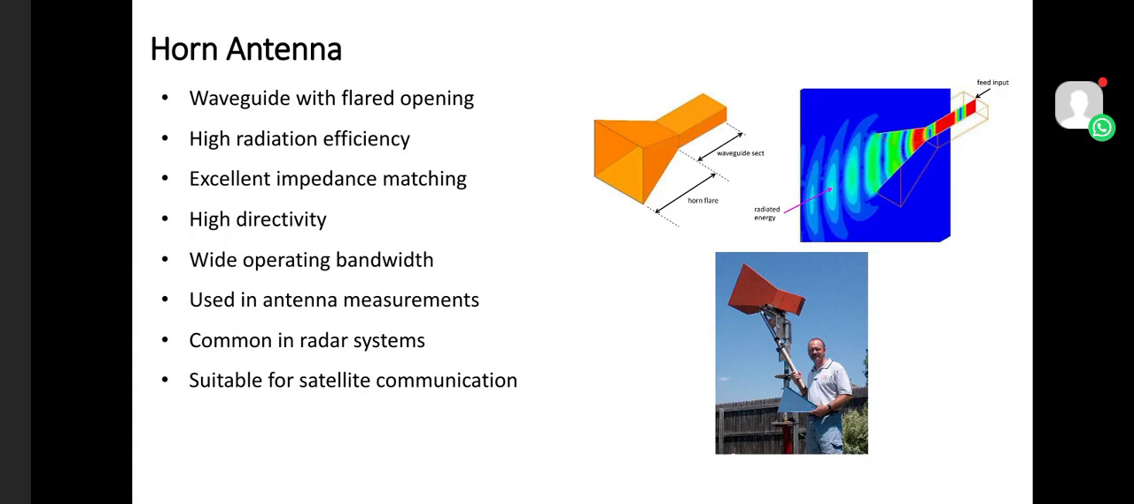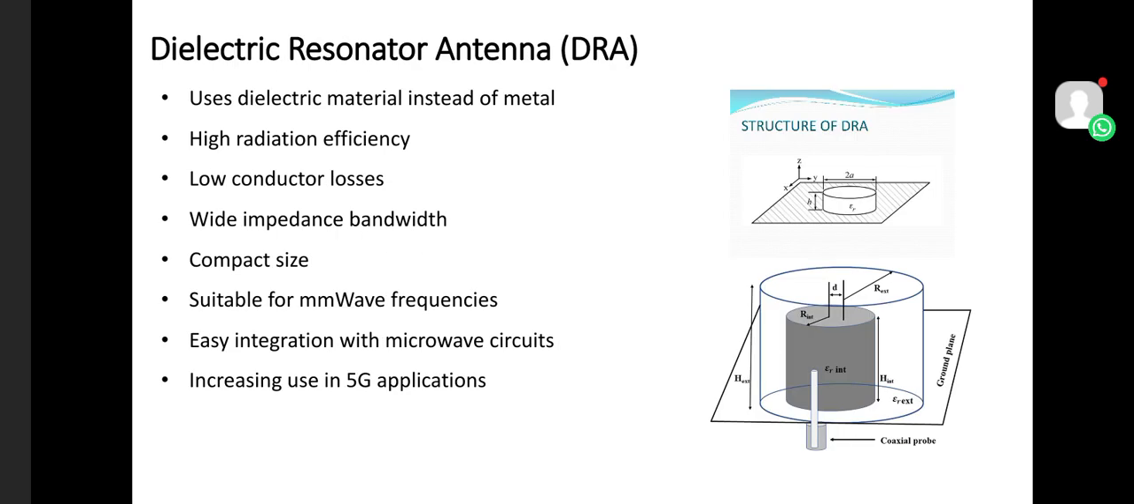Horn antennas can be of a flared opening through which the radiation will be sent to the receiver end. It is highly directive with wide operating bandwidth. It is commonly used in radar systems, and it is suitable for satellite communication.